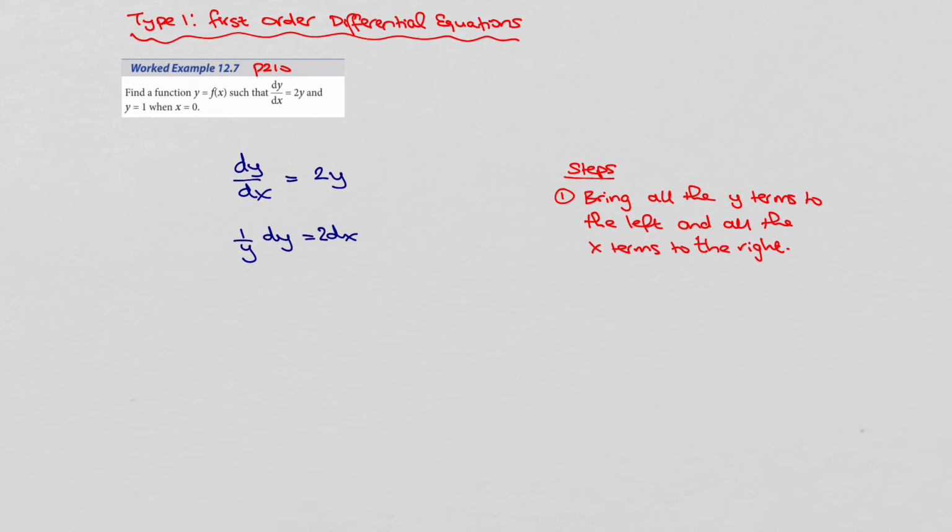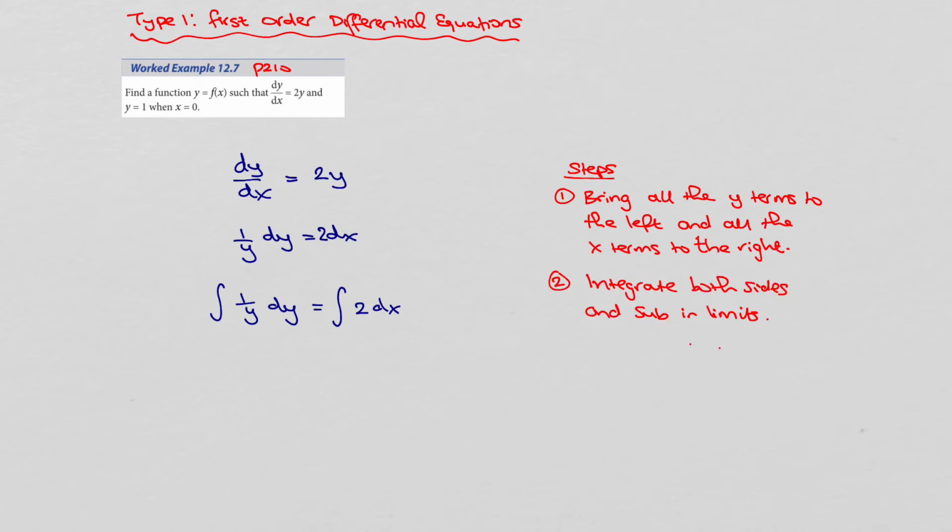So we have to set up our integrand. So we have 1 over y dy is equal to 2 dx. And we're going to sub in our limits. So what are our limits? Well, we say at the start and at the end. So we're told at the start, y is equal to 1 when x is equal to 0. And at the end, y will just be y and x will be x because we're asked to find the function y equals f of x. So we're not given anything at the end, so it's going to be in terms of y and x.